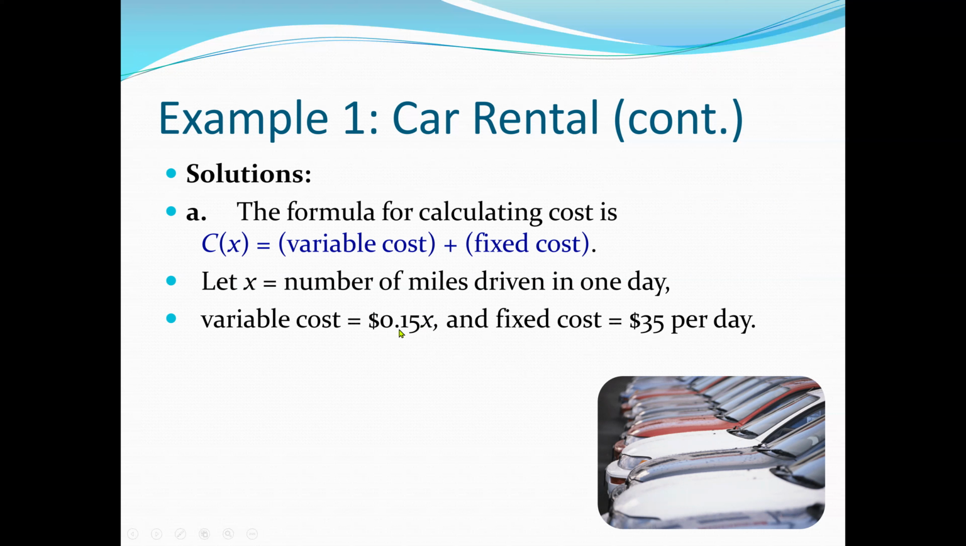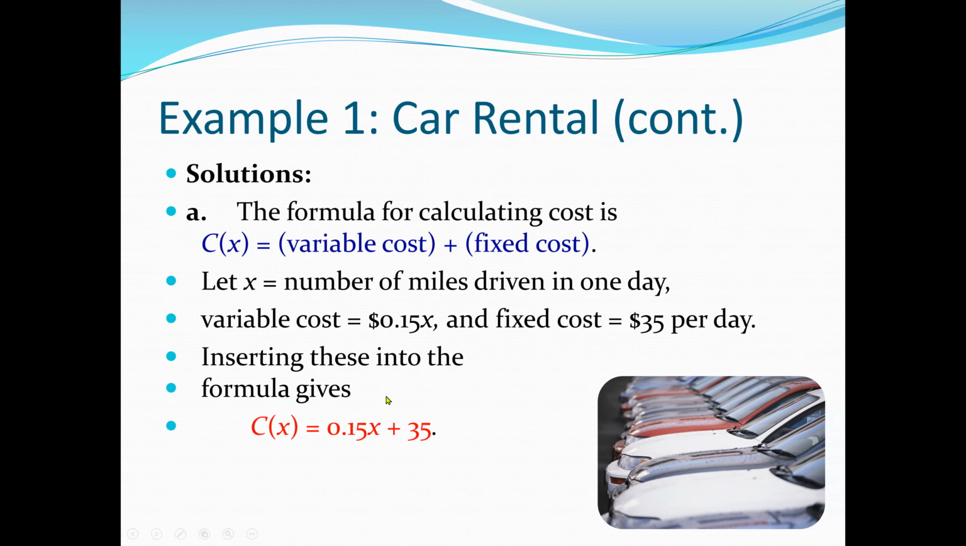Now, why do we change the 15 cents to dollars? Because both variable cost and the fixed cost must be in the same unit. Either both of them will be in dollars or both of them will be in cents. So if I write 15x here, then I have to write 3,500 cents. So here, our answer will be 0.15x plus 35.